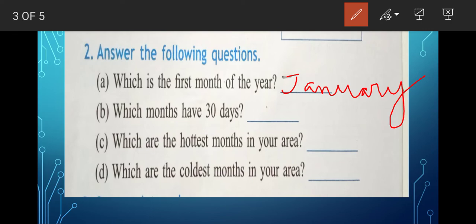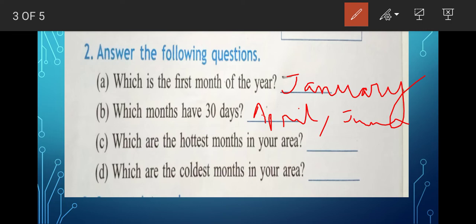31 days. Then April will come here. You have to write April. Then May is 31. Then June. Then August, September and November.